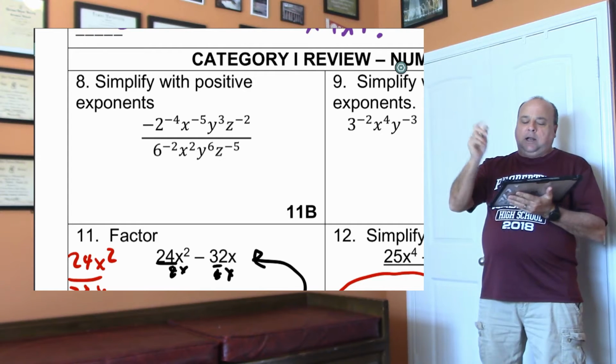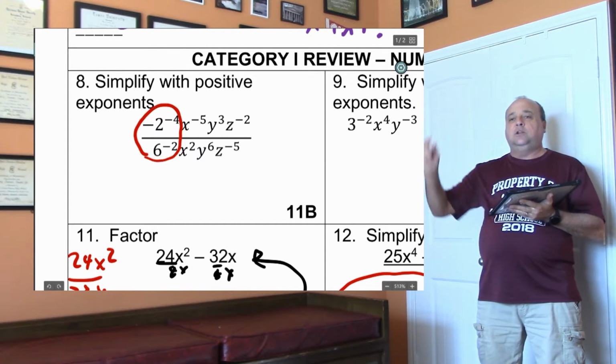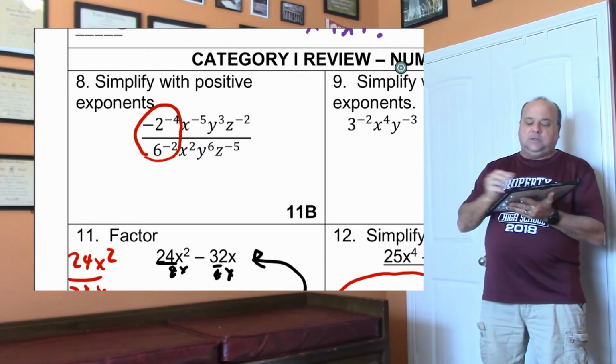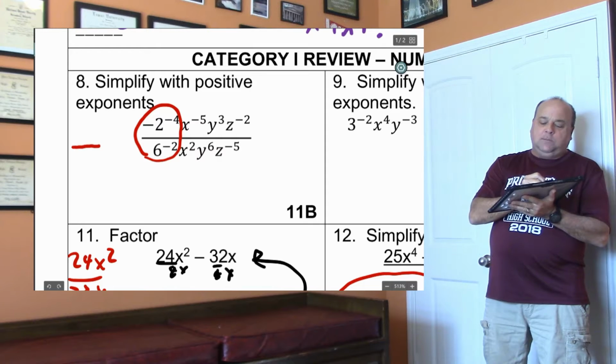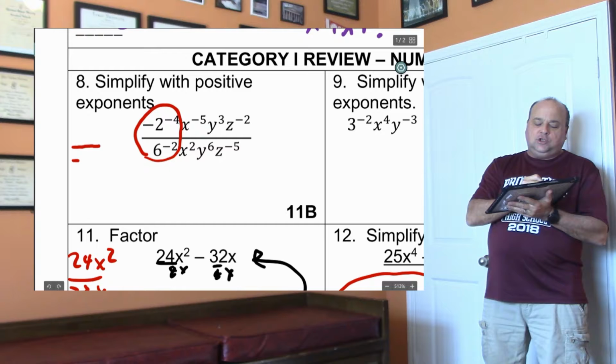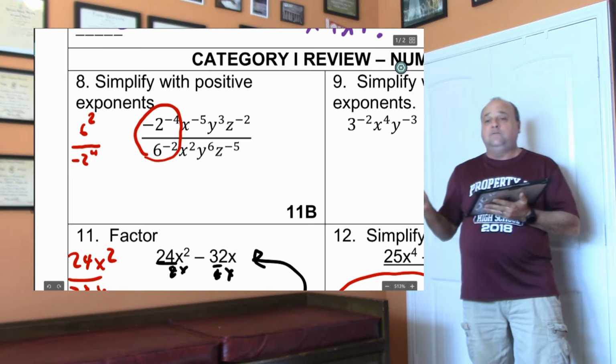Okay, so let's just look at the numbers right here, and let's rewrite it without negative exponents. Remember, a negative exponent means I'm going to flip the base across the fraction bar. So I'm going to draw a fraction bar here, and I'm only looking at the numbers, okay? So my -2 should be on the bottom, and it should have an exponent of 4, and my 6 should be on the top. It should have an exponent of 2.